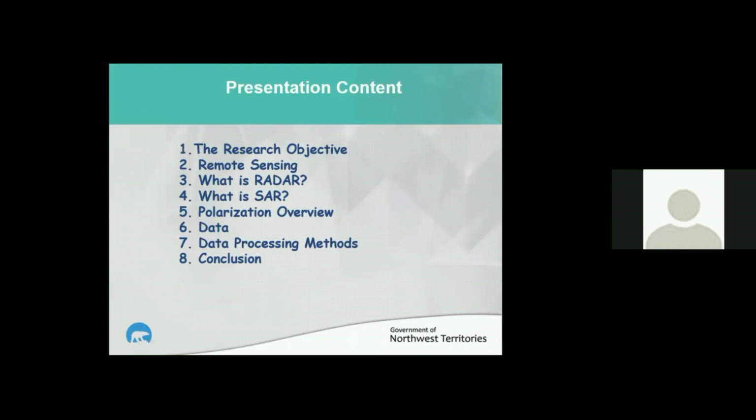So shortly, we will go through the research objective for this work. Also, we'll talk about a little bit of remote sensing. What is remote sensing? What is radar? What is SAR? What is polarization? And what type of data am I using? And what are the processing methods? And what are the results for this data processing?